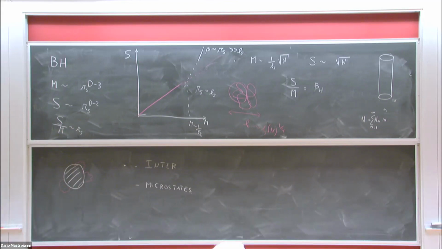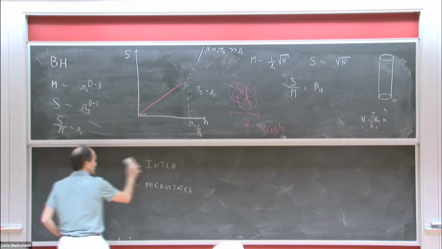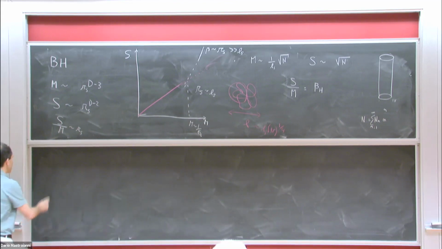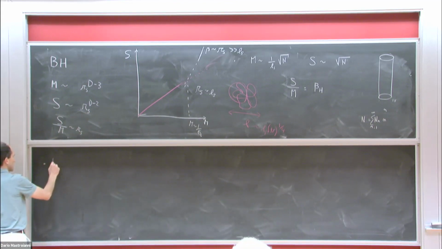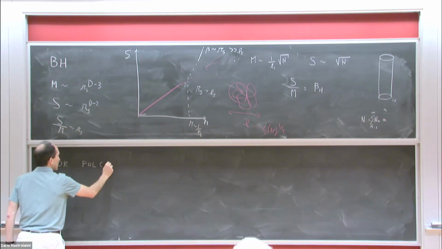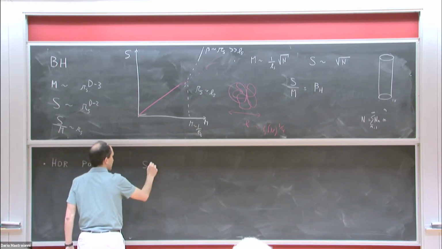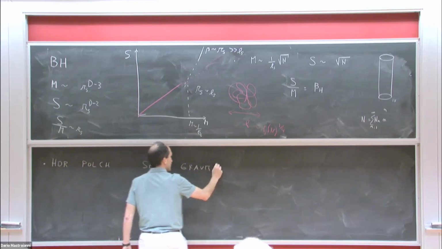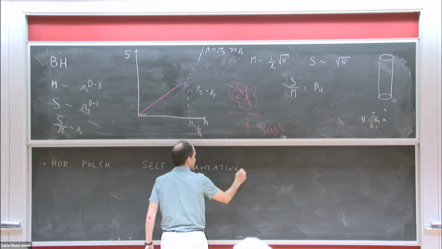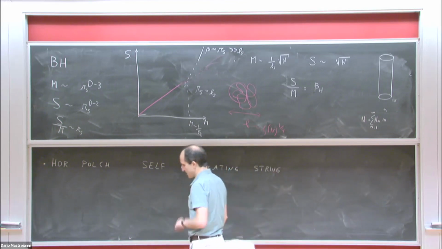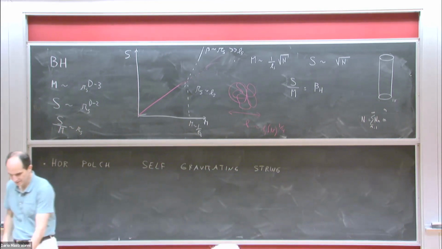Now, in order to make this a little more concrete, and it's important for what we were discussing, note that there is an interesting solution that was proposed by Horowitz and Polchinski, which describes a self-gravitating string. I will spend a lot of time discussing the solution. First, let me just say what the picture will be.